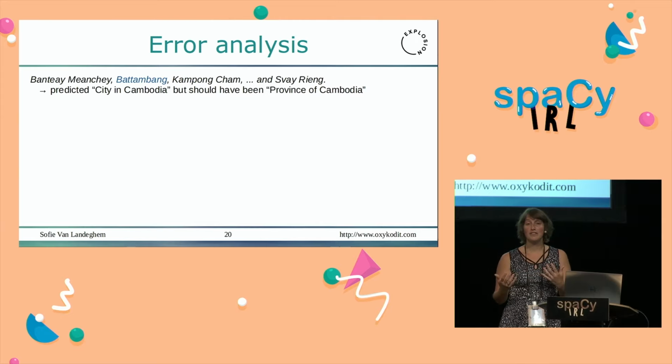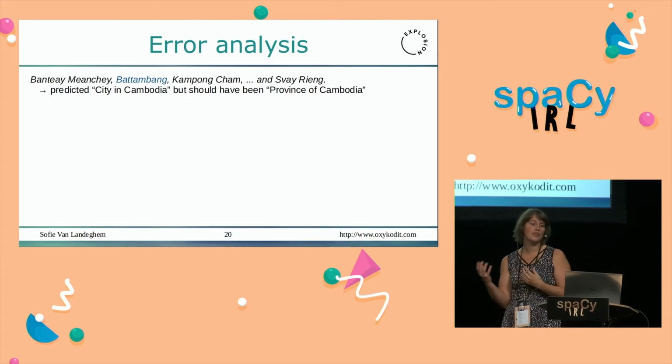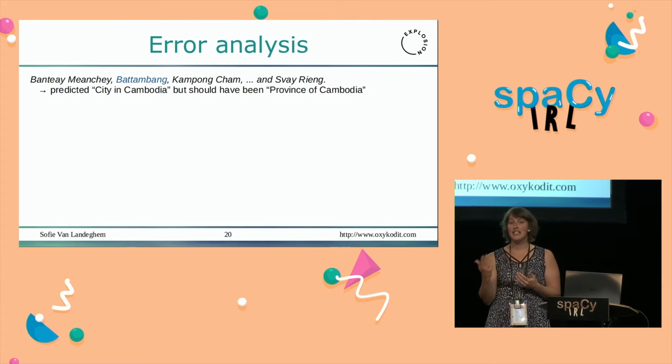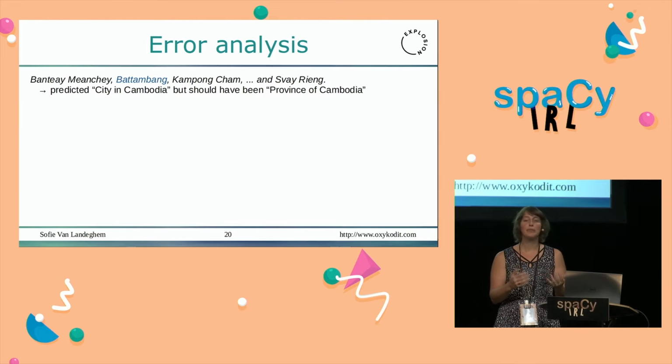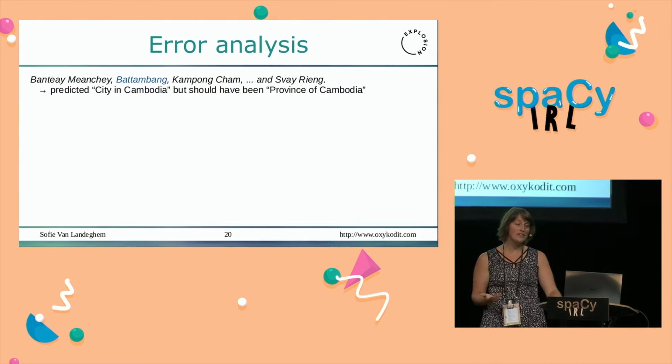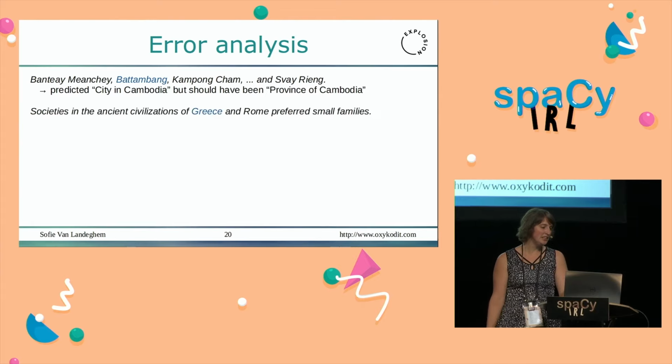It should have been province in Cambodia. So it's quite clear that this would have been difficult for the entity linking model either way. This is always a problem, especially with these cities that are the capitals of specific provinces. I mean, if I tell you that I live in Antwerp, you might make the inference that I live in the city of Antwerp, but I might as well be saying that I live in the province of Antwerp. So it's ambiguous either way.